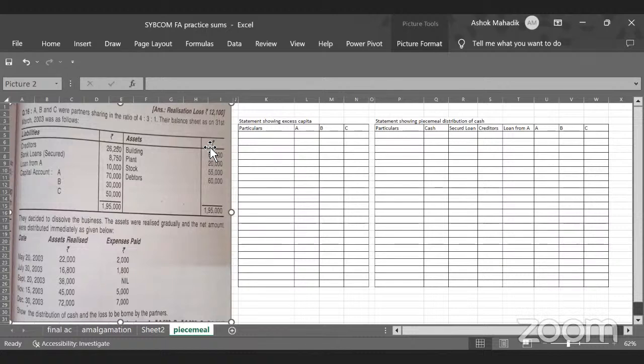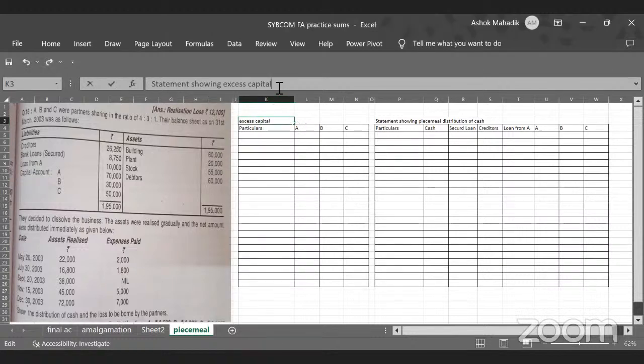They decided, meaning partners decided, to dissolve the business. The assets were realized gradually, and the net amount was distributed immediately as given below. So we are given realizations in 5 steps or 5 installments. Now you can see date is given, asset realized is given, and expenses paid is given. Clear? Now while solving, the first step will be we have to make a statement showing excess capital.